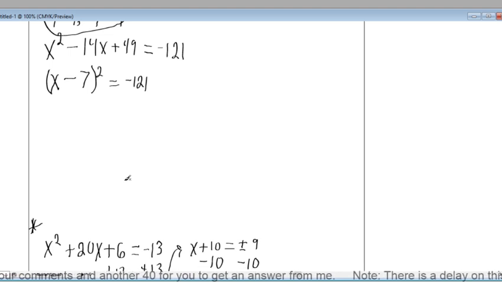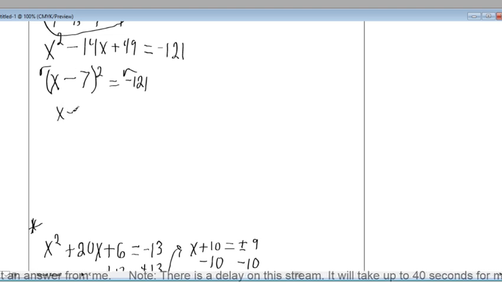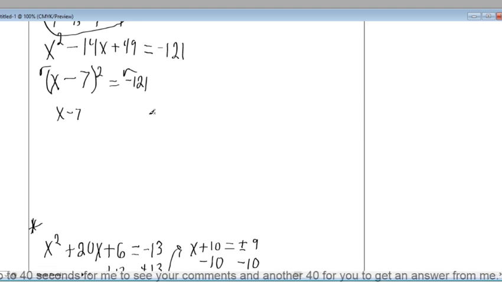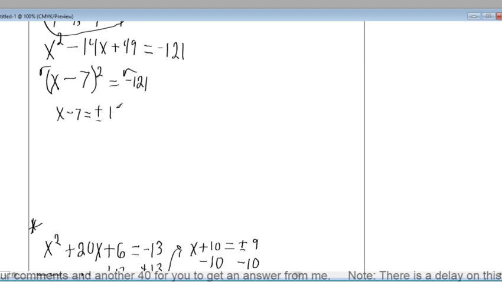So now we can go ahead and take the square root of both sides. Here it's just going to give us x minus 7 square root of -121. Ooh, square root of a negative. Well, remember, before we left on our break, we went over these imaginary or complex numbers. And we said they come from square roots of negative numbers. So the square root of -121 is plus or minus 11i.